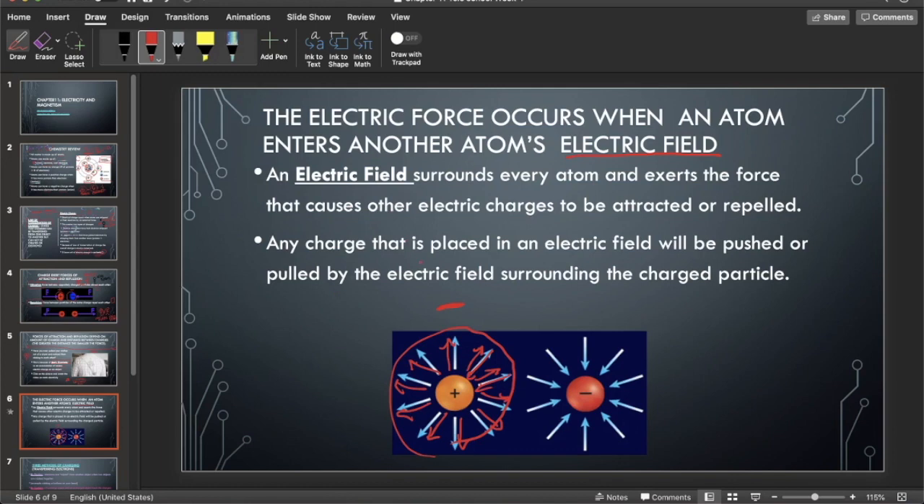So any charge that is placed in an electric field will be pushed or pulled by the electric field surrounding the charged particles. And you guys have seen a good example of this, okay? If you guys have ever played with magnets, like on your fridge or something, you'll notice that even though you're trying so hard to put them next to each other, there's going to be this invisible force that will not let you actually stick them together, okay? And that's due to the electric field. All right, guys?